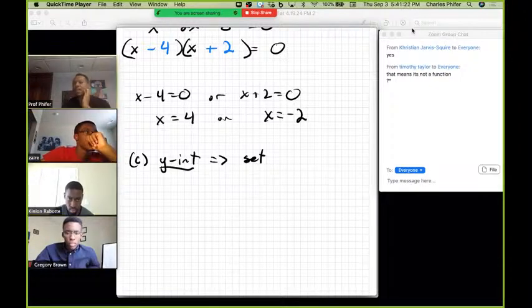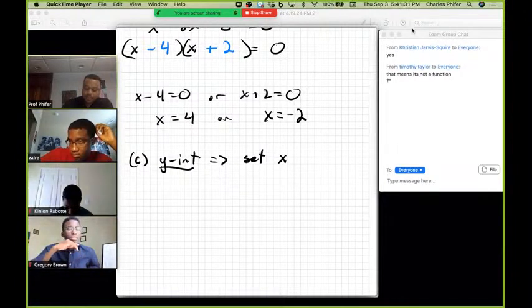For that question, I see a question that says that means that it's not a function. Is that about this or one of the previous examples from Mr. Timothy Taylor? We're going to set x equal to 0, right? So let me get a copy of the original, which is here.